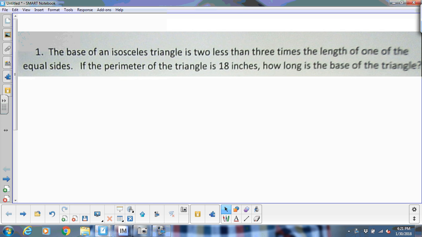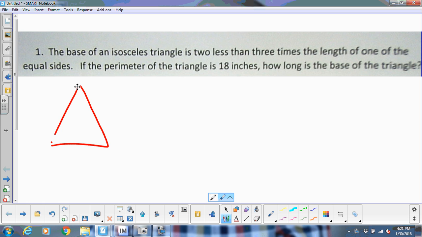All right, worksheet number 50, the base of an isosceles triangle. Okay, so the first thing I'm going to do is draw an isosceles triangle. The base is 2 less than 3 times the length of one of the sides. So we're going to make the sides x, and the base will be 3x minus 2.